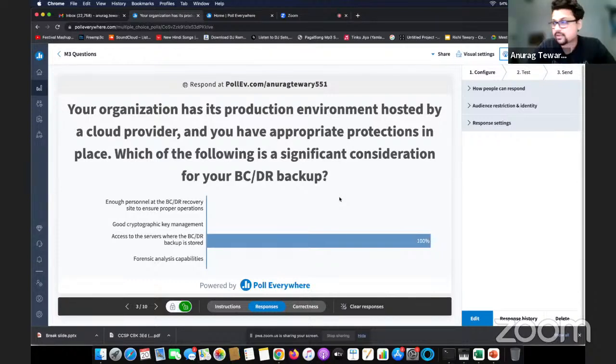Yeah. So we are going back to the question. Your organization has its production environment hosted by a cloud provider, and you have appropriate protections in place. Which of the following is a significant consideration for your BCDR backup? So I'm seeing access to the servers where BCDR backup is stored.